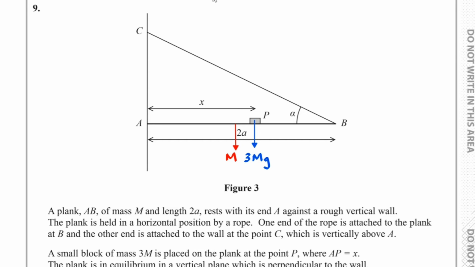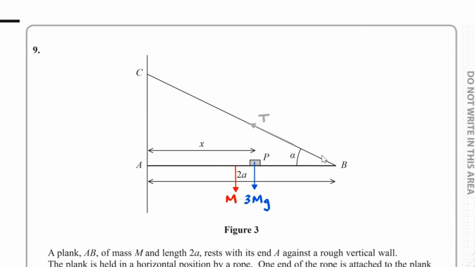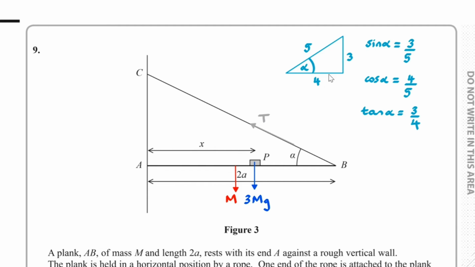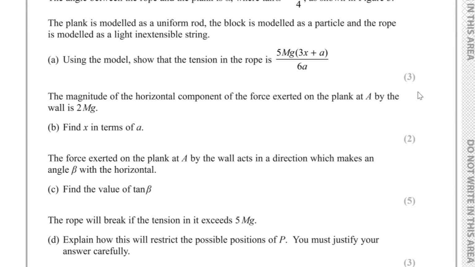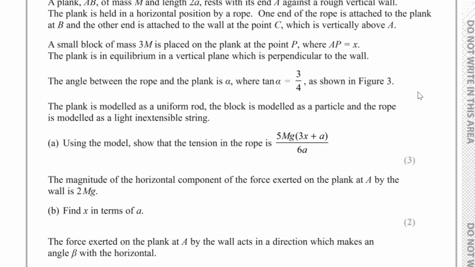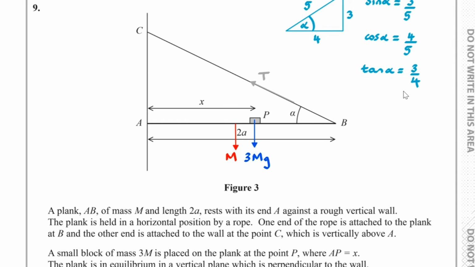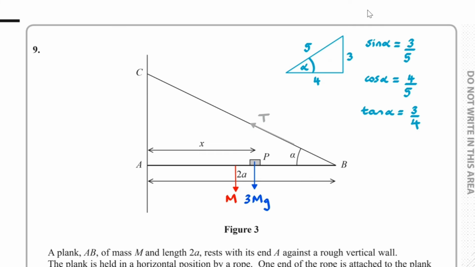And we've got the tension in the rope, so we can show that like so. We've got the tension here. We are also told that tan alpha is equal to 3/4. So with our 3, 4, 5 triangle, we've got sine alpha equaling 3/5 and cos alpha equaling 4/5. So the way we can approach this question is to take moments about A.